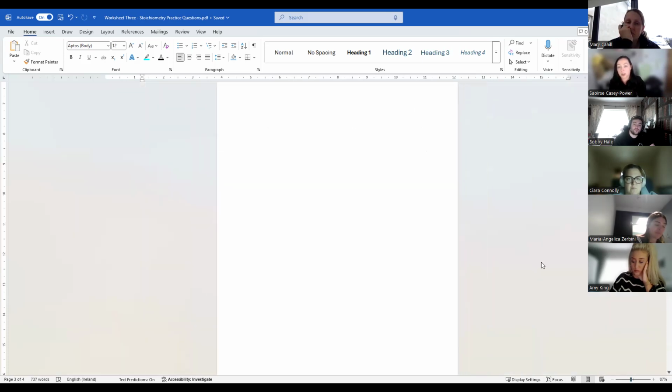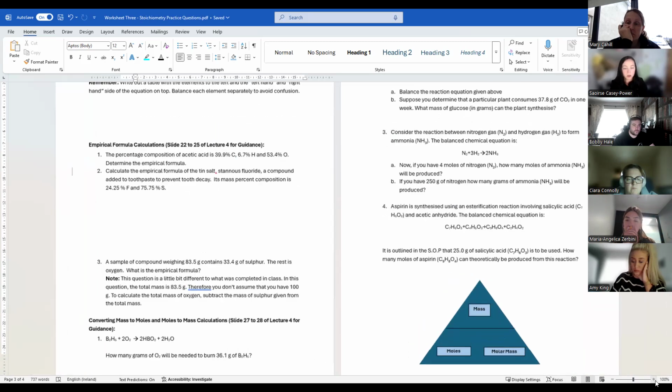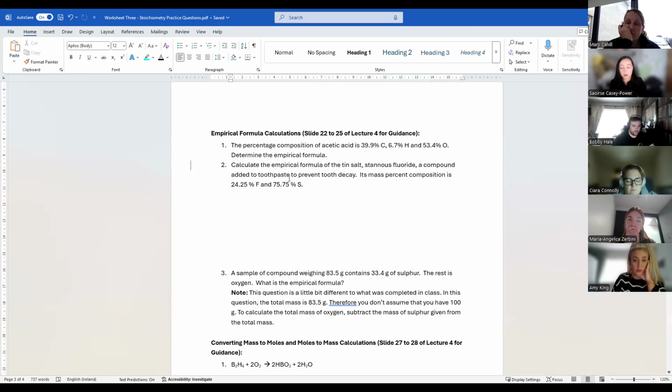So these questions I've taken directly from some of the exam papers. So I'm on this one here. Calculate the empirical formula of the tin salt stannous fluoride, a compound added to toothpaste to prevent tooth decay. Its mass percentage composition is 24.25% fluorine, 75.75% stannous.